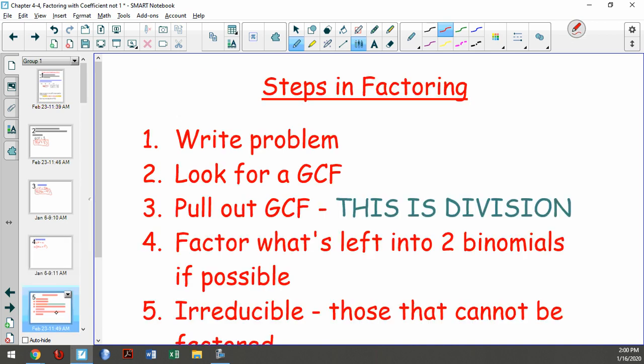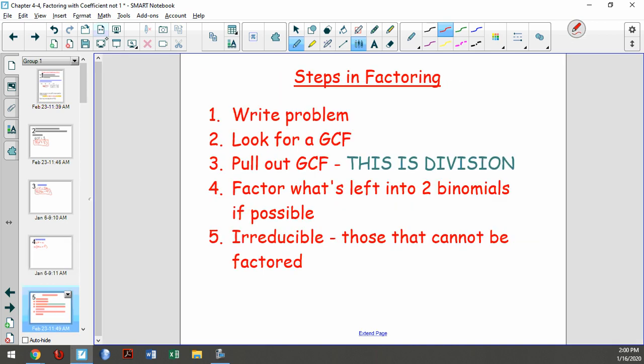Okay. The next thing we're going to talk about is how to factor. When you factor, you're going to write down your problem. You're going to check for a GCF. You're going to pull out the GCF if one exists, and you're going to factor the two binomials if at all possible. And if it's not, you're going to write irreducible. Do we understand that? That's your goal today.